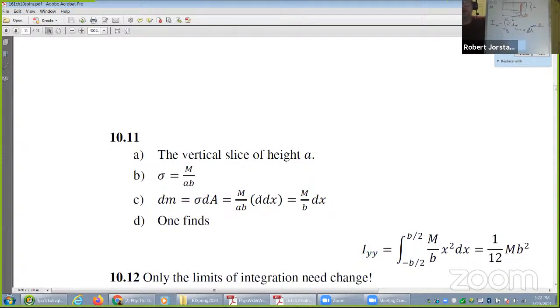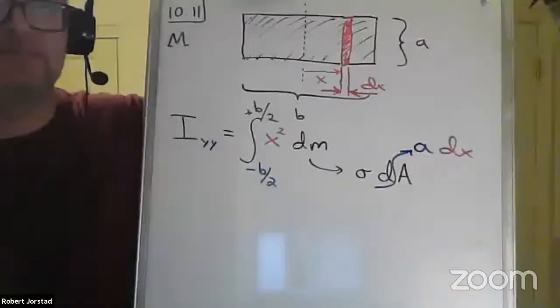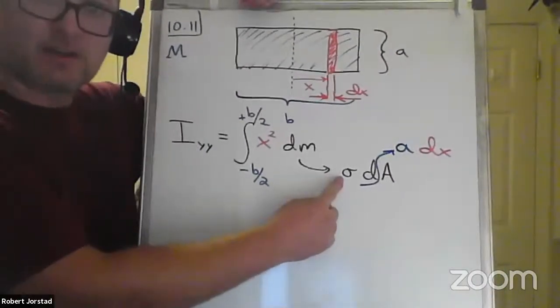Whoops. Okay. Oh, what was sigma? I forgot to tell you. Sigma is total mass over total area. Sorry about that. I wrote a sigma here, but let's look.